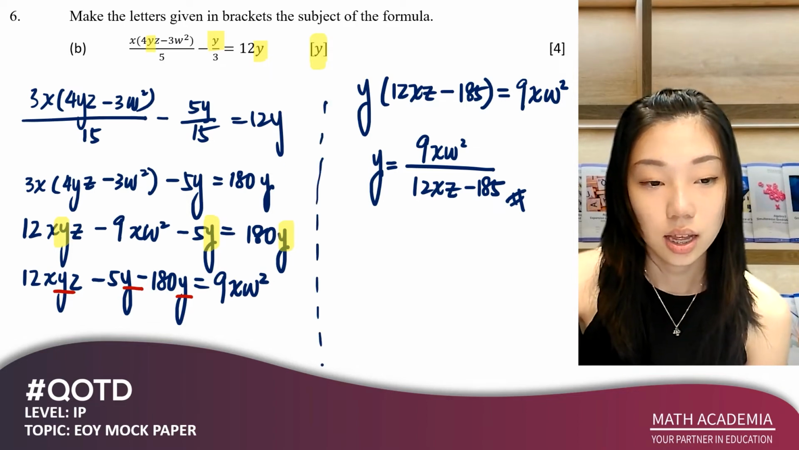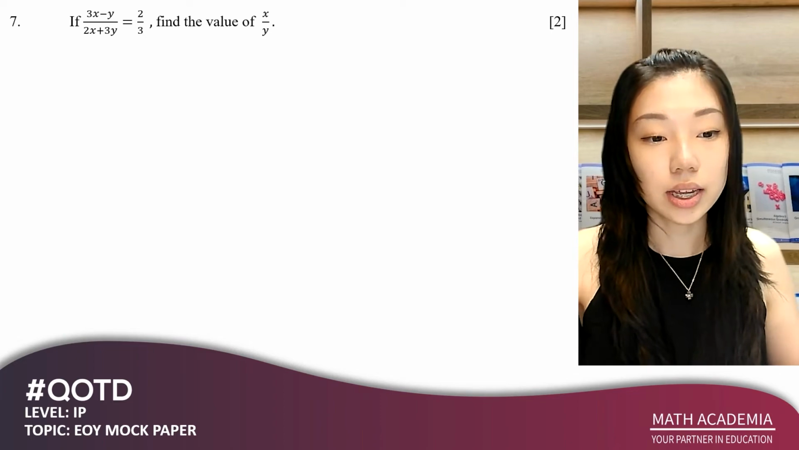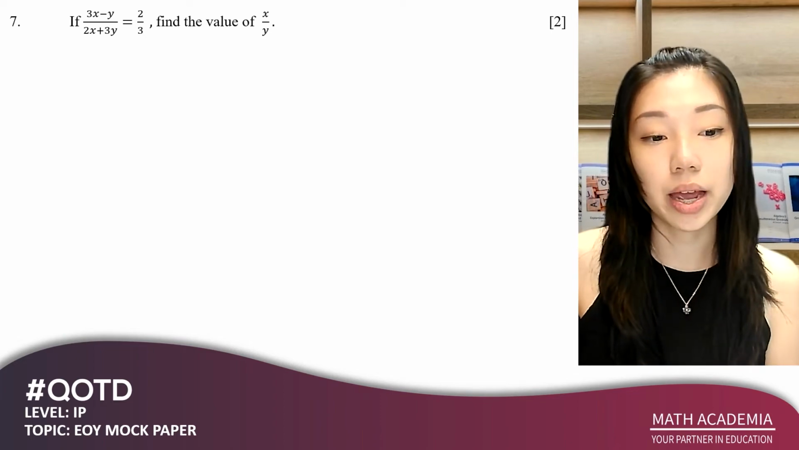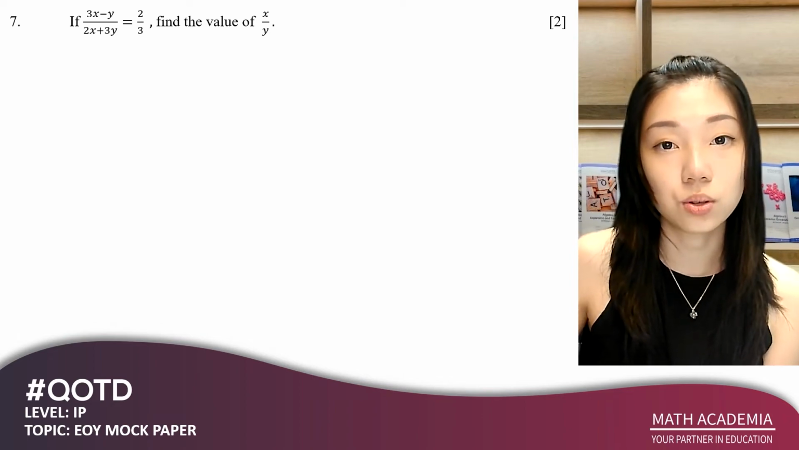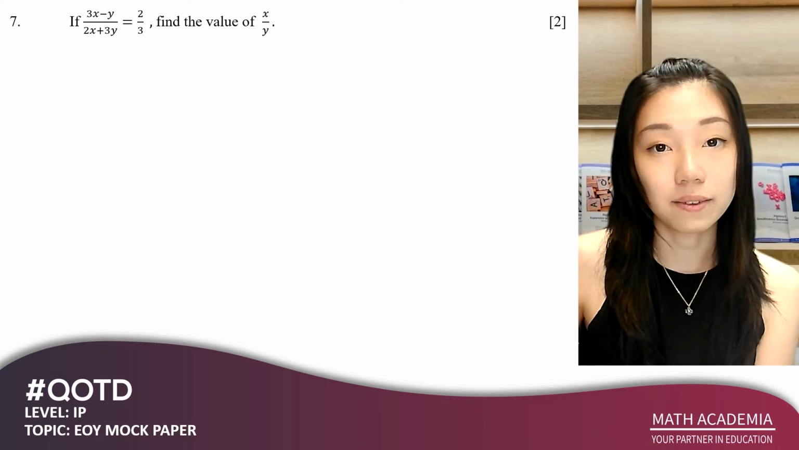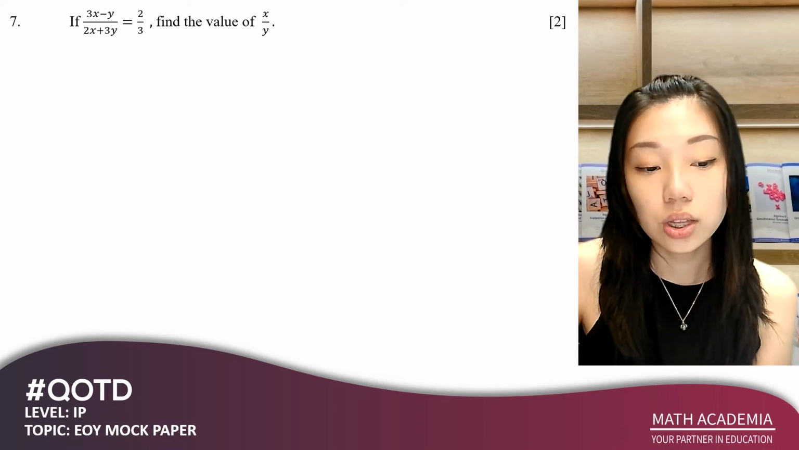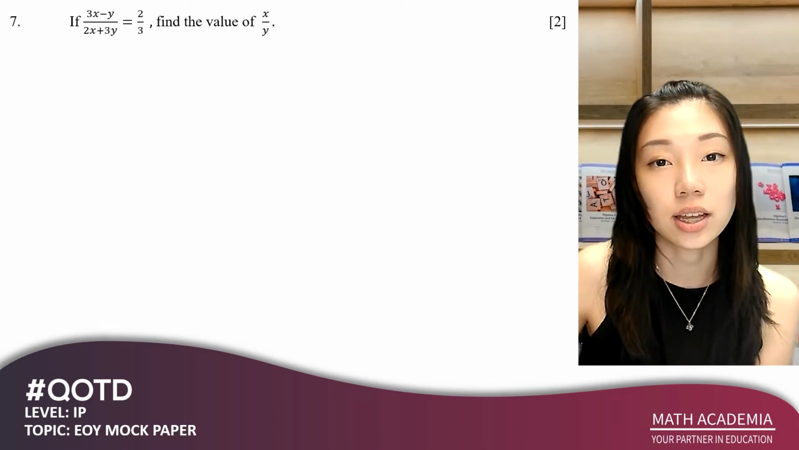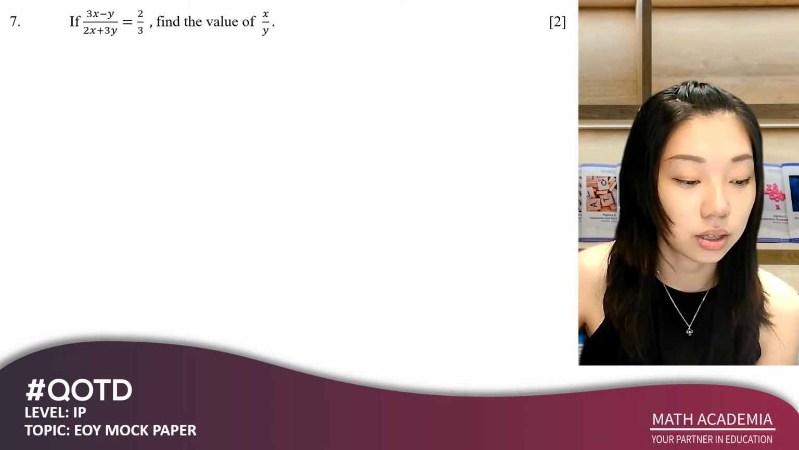Okay, next, let's look at question 7. Question 7 says if (3x minus y) over (2x plus 3y) equals 2 over 3, we want to find the value of x over y. Okay, so we need to keep in mind for this question, they are not requiring us to solve for x and y. We just want to find the relationship between x and y.